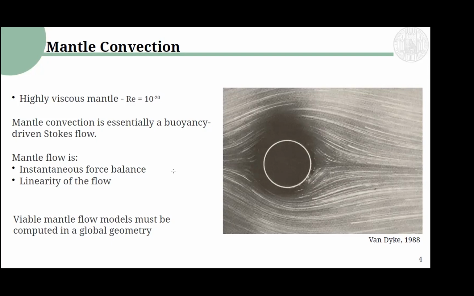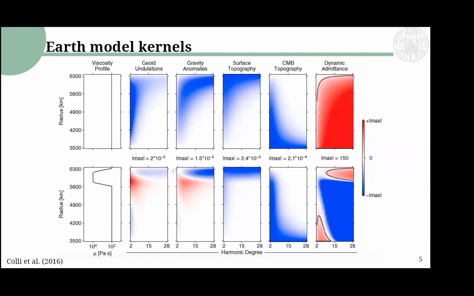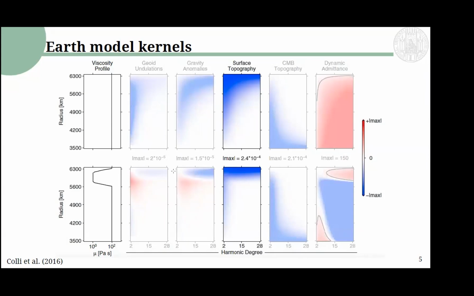Solving the Stokes flow gives us a way to understand how different quantities at the surface of the Earth that we can observe, for example the geoid undulations, the gravity anomaly, and the surface topography, change when we apply different Earth models. It is complicated, but I just want you to see that if we choose different viscosity profiles, in the upper row or in the lower row with a layered mantle, the surface impact of the different quantities will change. Because my work mainly focuses on surface topography due to mantle convection, we can just look at this highlighted row.